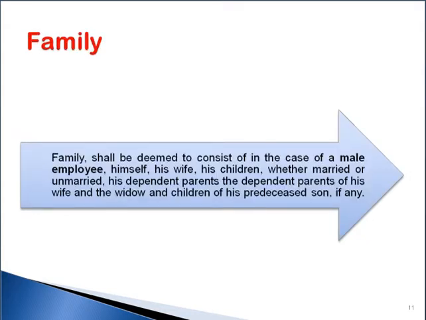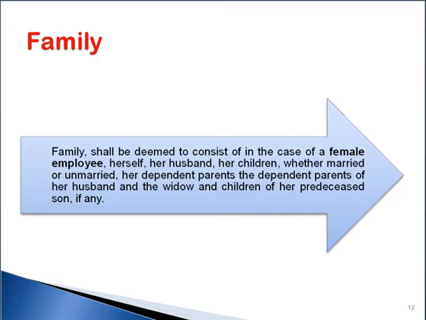The next definition is that of a family. The Act specifies that family shall be deemed to consist of, in case of a male employee, himself, his wife, his children, whether married or unmarried, his dependent parents, the dependent parents of his wife, and the widow and the children of his predeceased son, if any.